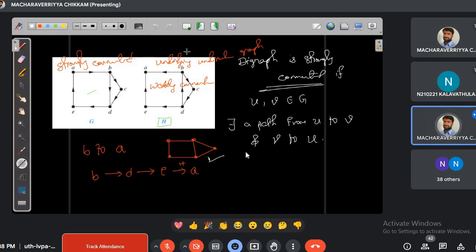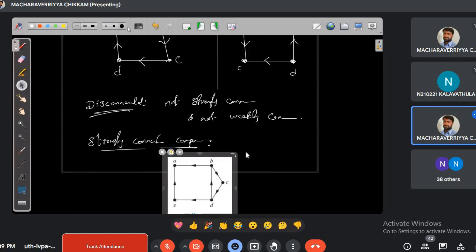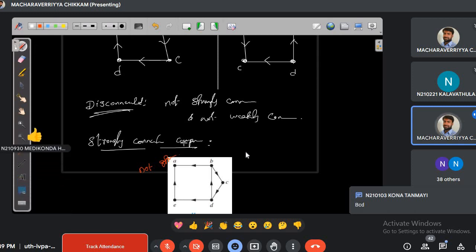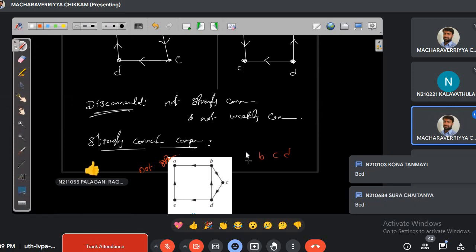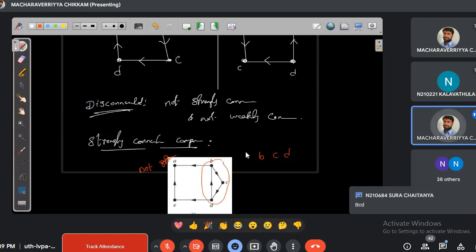Yeah, I hope I can take this picture. So it is very clear that this entire graph is not strongly connected, but it is weakly connected. But in this, do we have any strongly connected component? Yes, we have. That is B, C, D. If you look at it, this component is strongly connected. It is a maximal strongly connected subgraph.